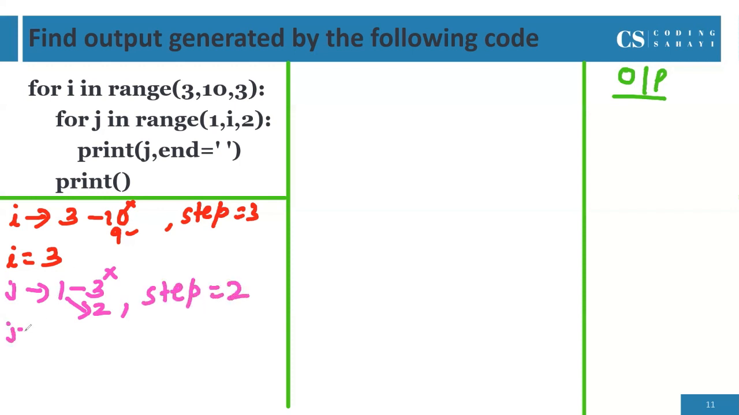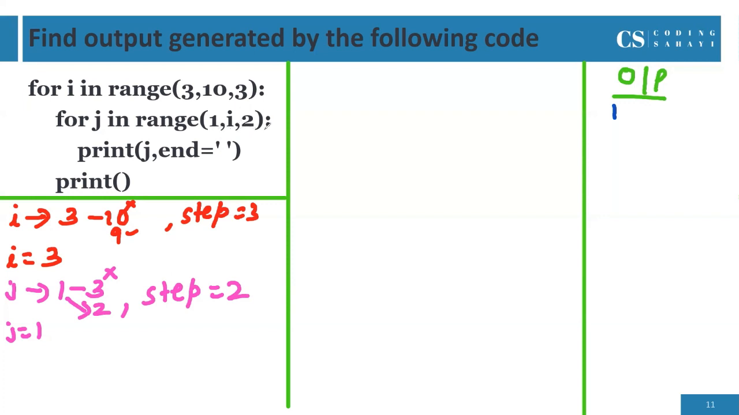The value of j is 1. Then it's coming inside print j. So wherever you have a print statement, that is our output. So 1 will be printed here. Okay, we have an end statement. That means it is not going to the next line. Your cursor will be on the same line. It is taking a space there. So then again it is going back and j in range of 1, i, 2.